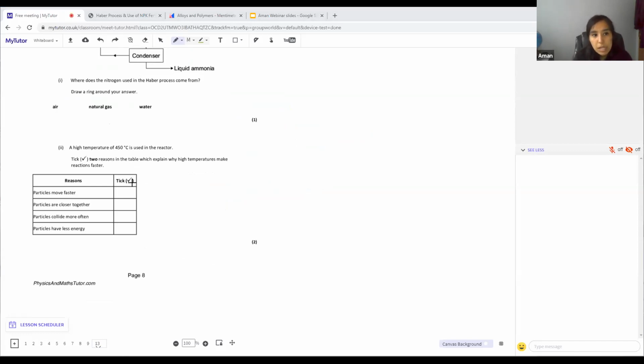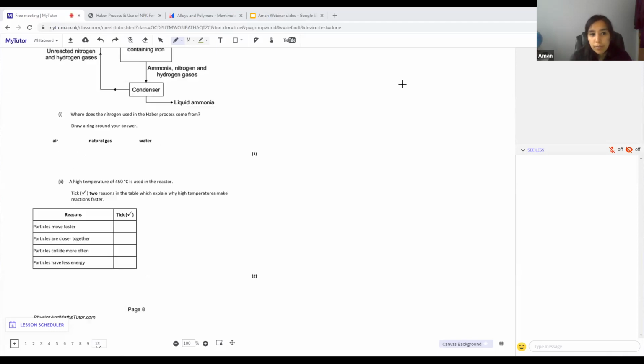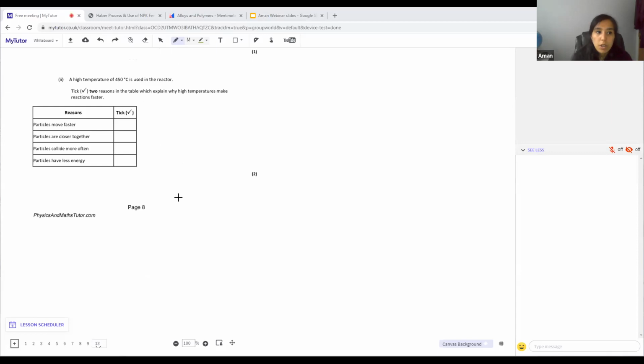So does anyone remember? A high temperature of 450 degrees is used in the reactor. Why do high temperatures make reactions faster? So do the particles move faster? Are they closer together? Do they collide more often? And do they have less energy? So what is it about having a high temperature that makes the reaction faster? So there's 2 answers. Good, excellent. So the particles move faster and they collide more often. So it's not about them being closer together.